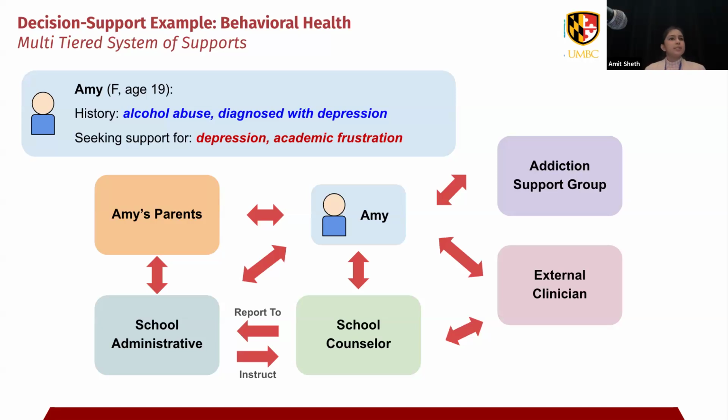In the real world scenario where we don't have an AI powered automation machine or an AI powered co-pilot, what usually happens is Amy, who's the subject here, has to interact with her addiction support group, with some external clinicians, with the school counselor, with her parents and school administrators. And there is a huge network or a chaos of conversations that happen back and forth just to help one student. And often, like we mentioned before, this process gets delayed a lot.